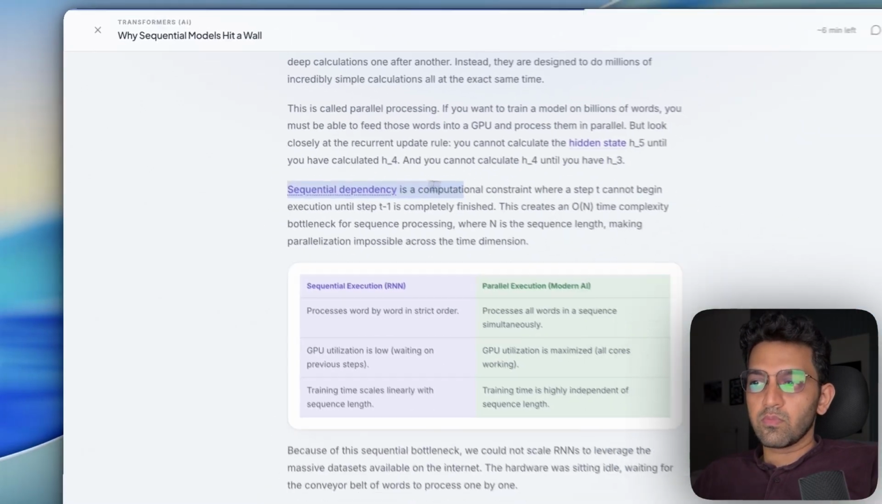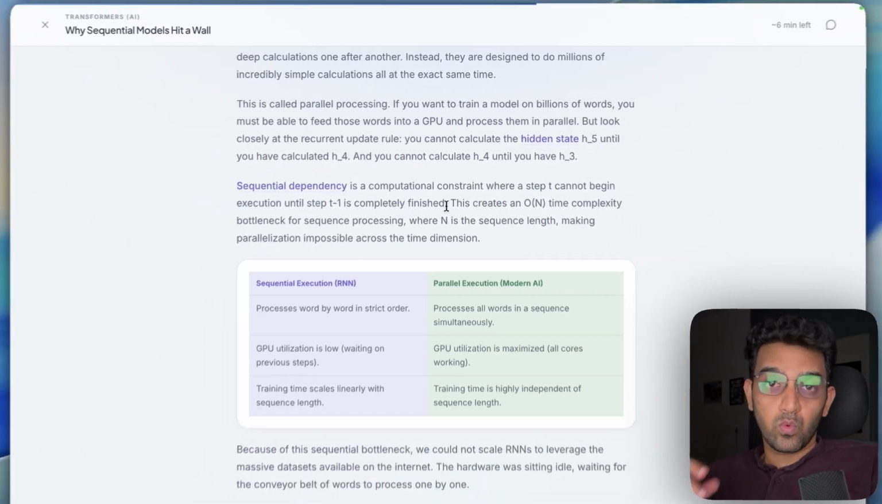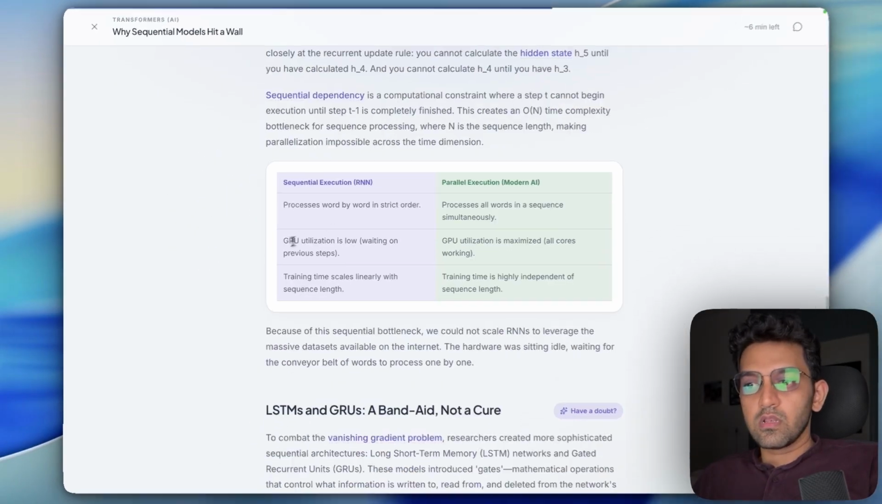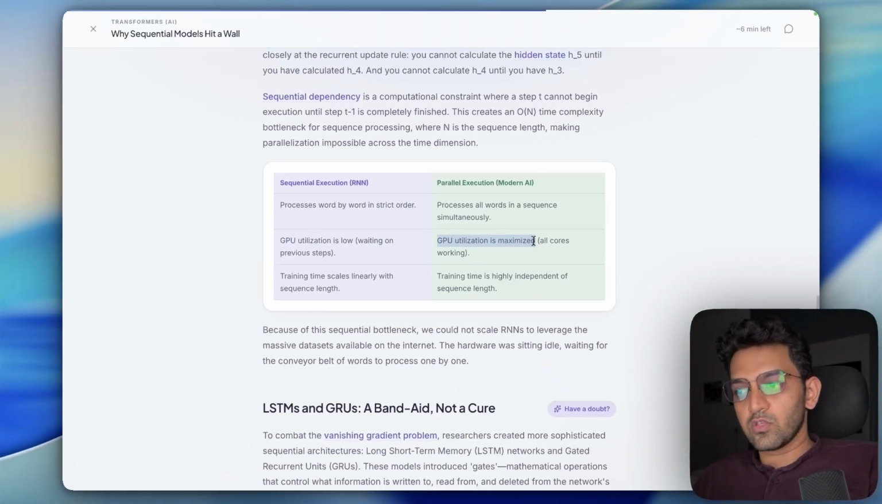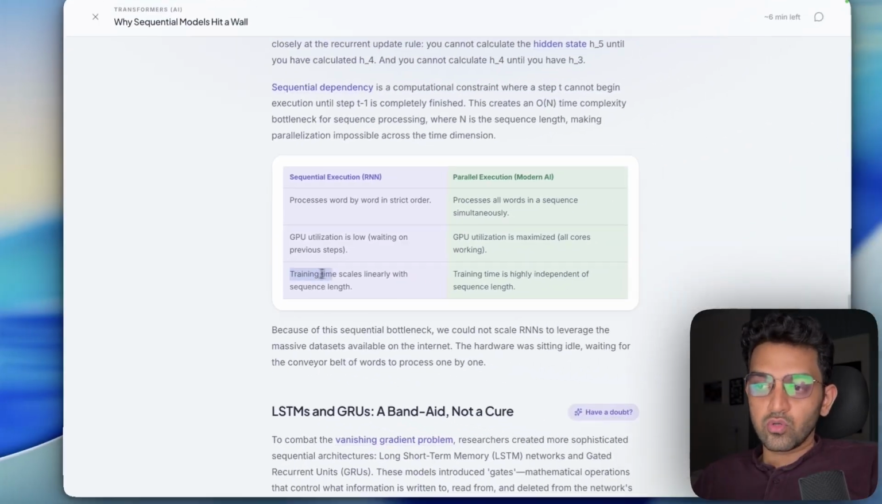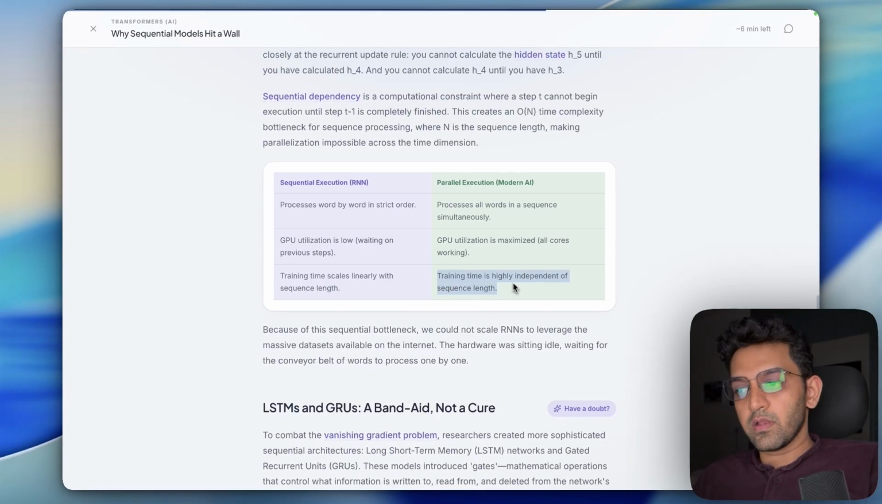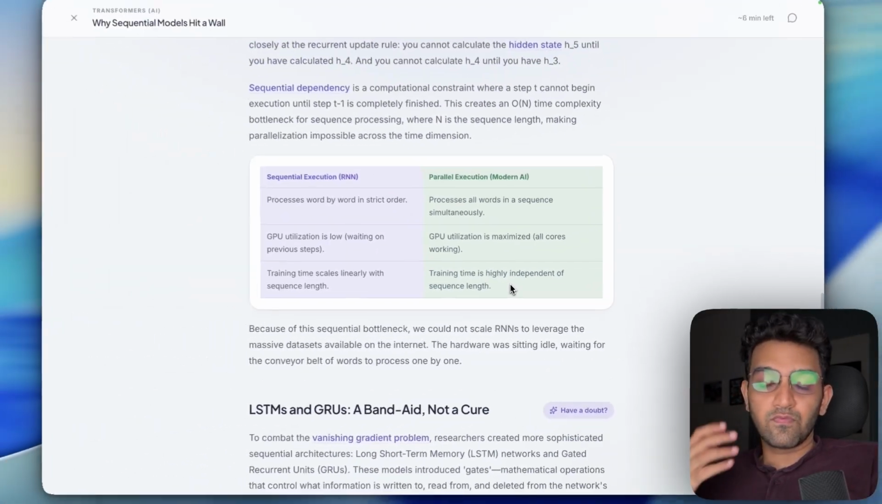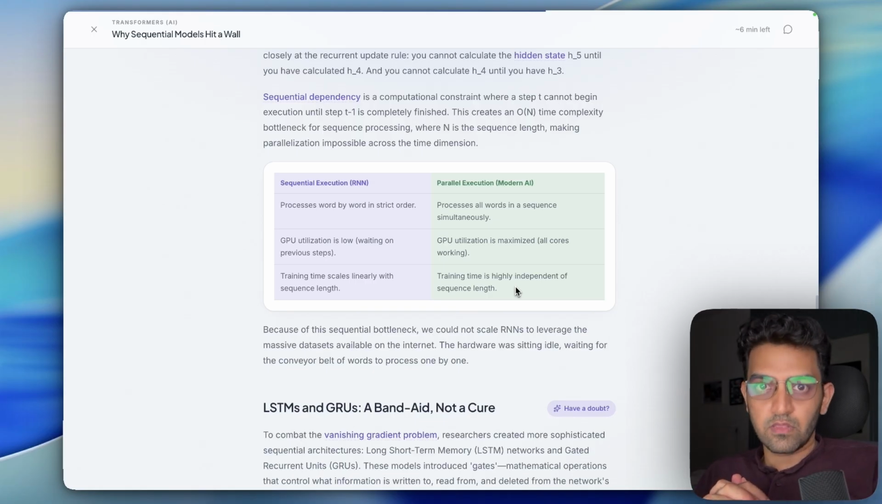Sequential dependency is a computational constraint where a step T cannot begin execution until step T-1 is completely finished, which we saw in RNNs. With sequential execution, we cannot utilize the GPU as highly as in parallel execution. The training time also increases linearly with sequence length, while it is largely independent of sequence length in parallel execution. And that is very critical, because if we want to train on the entire internet's data, we must not couple the length of the data with training time.